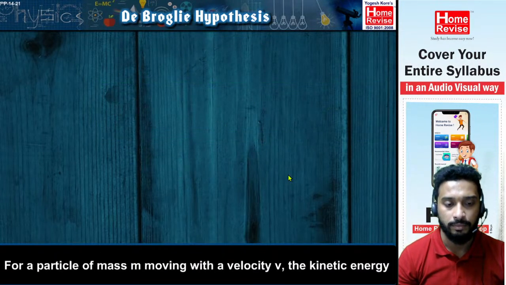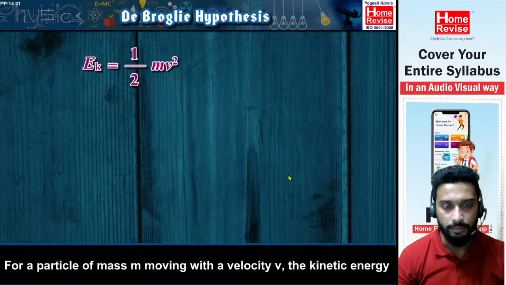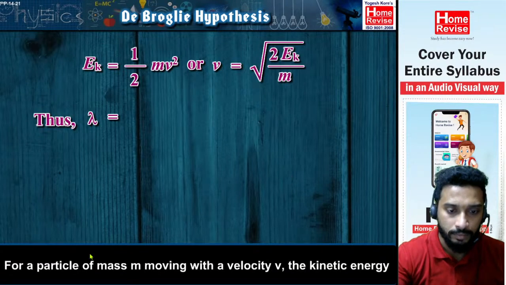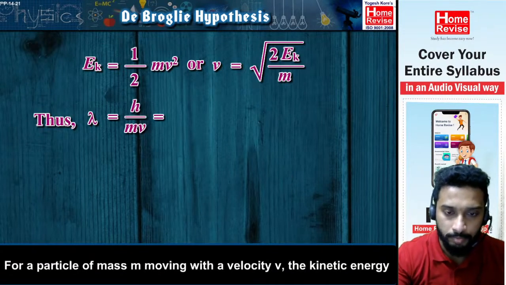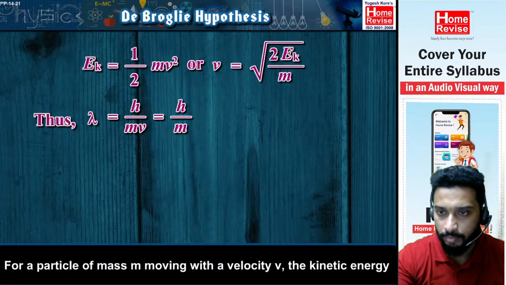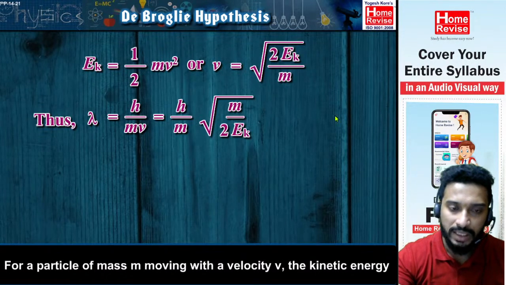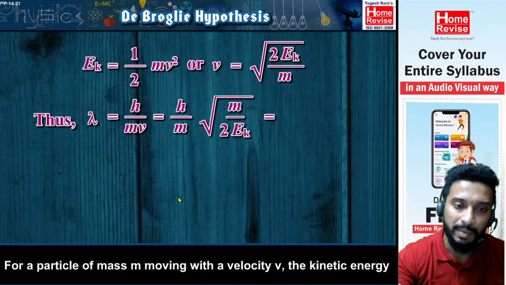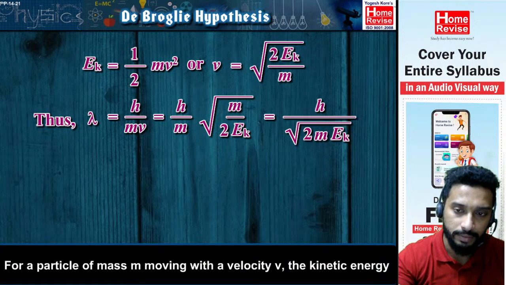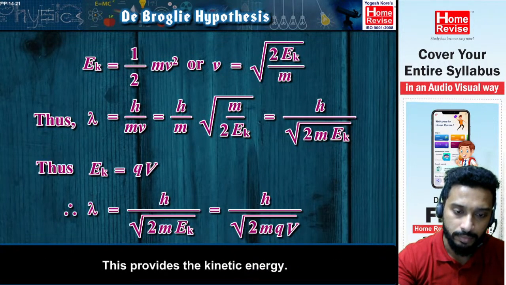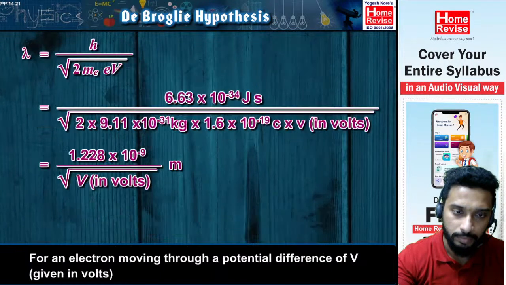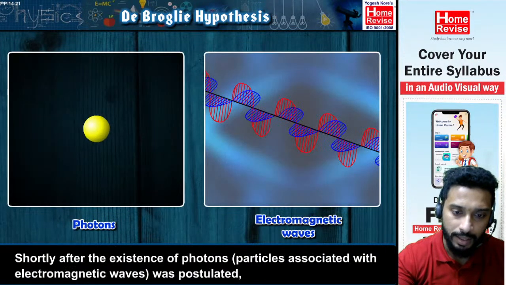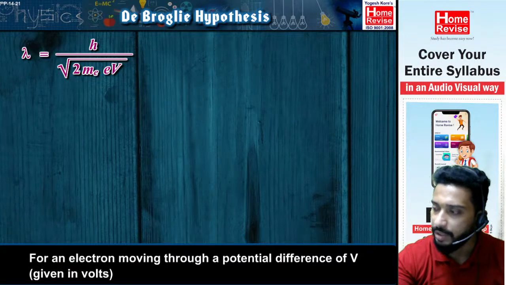For a particle of mass m moving with a velocity v, the kinetic energy Ek is equal to half mv square. Lambda is equal to h upon mv, which is equal to h upon m into square root of 2Ek over m, which is equal to h upon square root of 2mEk. So he did all this with a lot of experimental and mathematical calculation.